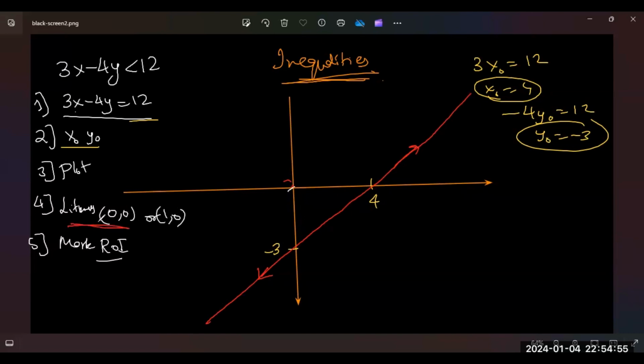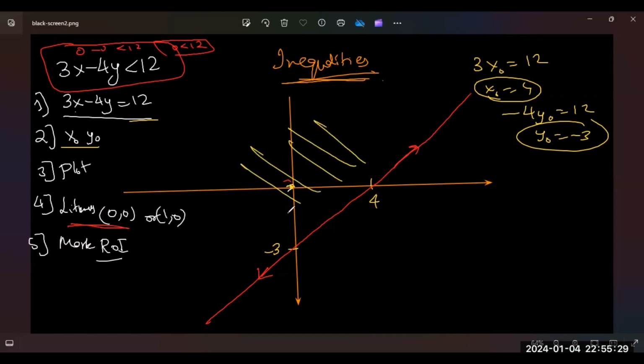What you must do next is take the litmus point. It can be either (0, 0) or (1, 0), whatever you prefer. Put it into the inequality. So put (0, 0). It becomes 0 minus 0 is less than 12, which means 0 is less than 12. Check if this is true or not. Is 0 less than 12? Yes. Which means the half of the plane which contains that litmus point, (0, 0) in this case, will be the region of interest.